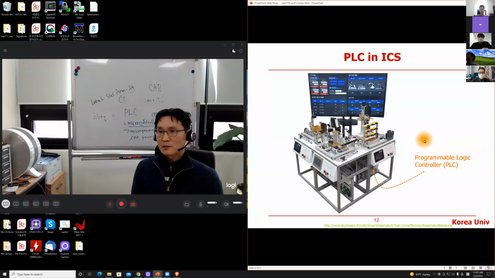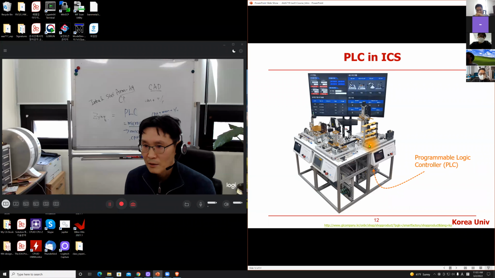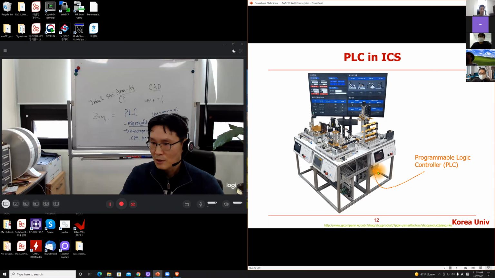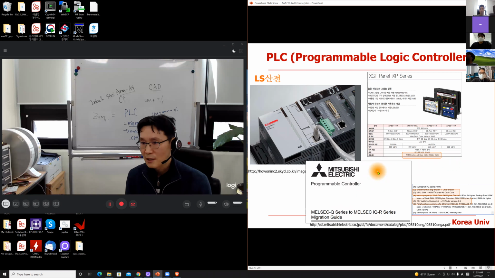So in our department, if you go to 이학별관, we have a miniature version of an industrial control system. 이학별관 in ICE. You can find a conveyor belt and robot arm and monitor. So here we have a PLC. This one is a PLC, programmable logic controller. So take a look at this PLC.